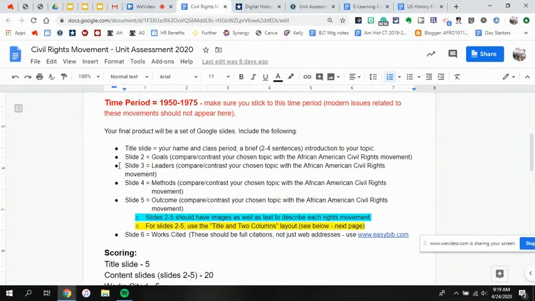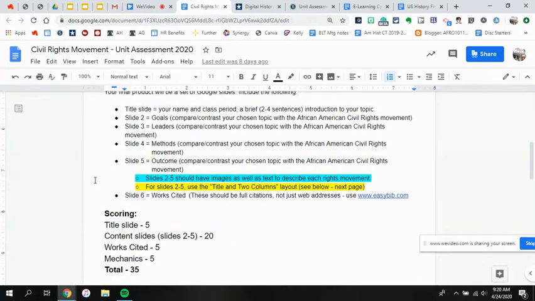So slides, first slide is just your name and class period and just a very brief introduction. So tell me which movements you're looking at. Slides 2, 3, 4, and 5 then would be one each for goals, leaders, methods, and outcome. Make sure you're doing compare and contrast. It would be nice for slides 2, 3, 4, and 5 to also have an image or images that kind of show what it is you're talking about.